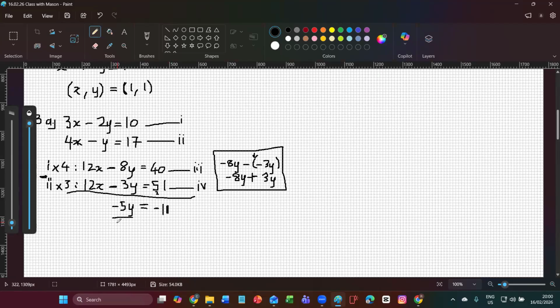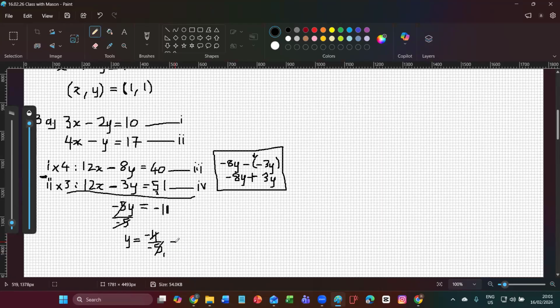So that's going to give us, on the left hand side, minus 5 will take itself out completely, leaving us with y here. And then on the right hand side, you have minus 11 divided by minus 5. What's that going to give you? y equals minus 11 over minus 5.